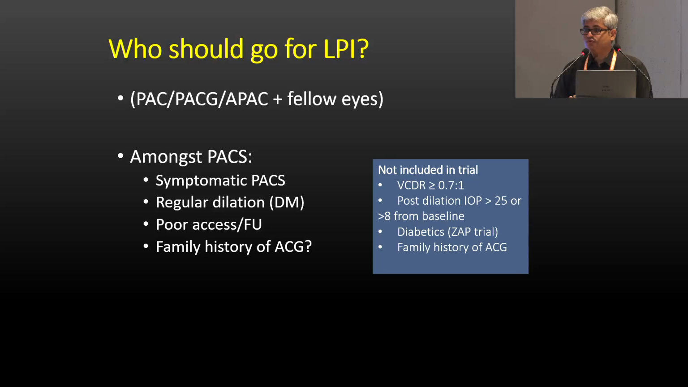So as of now, we should go for PI in asymptomatic PACS. Also for those who develop symptoms at the end, those with regular dilation requirement, and poor access. And I don't know about the family history of angle closure, which is not answered by the trial. That goes with the consensus, I think.